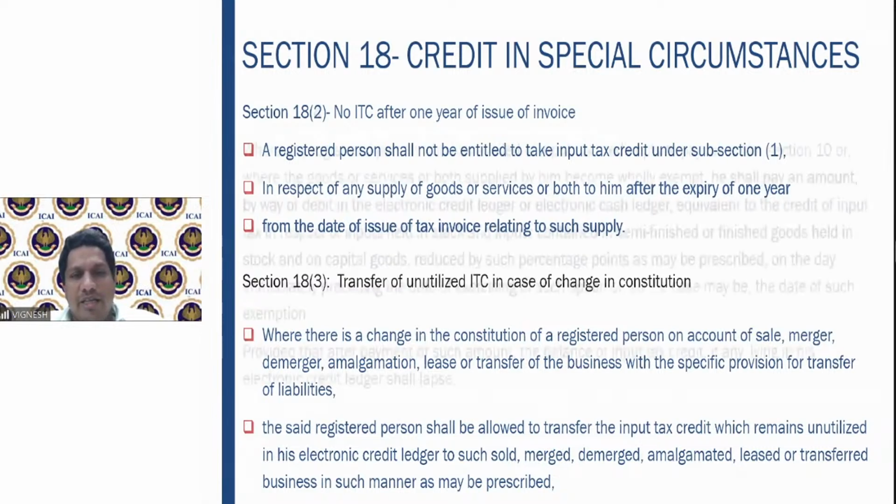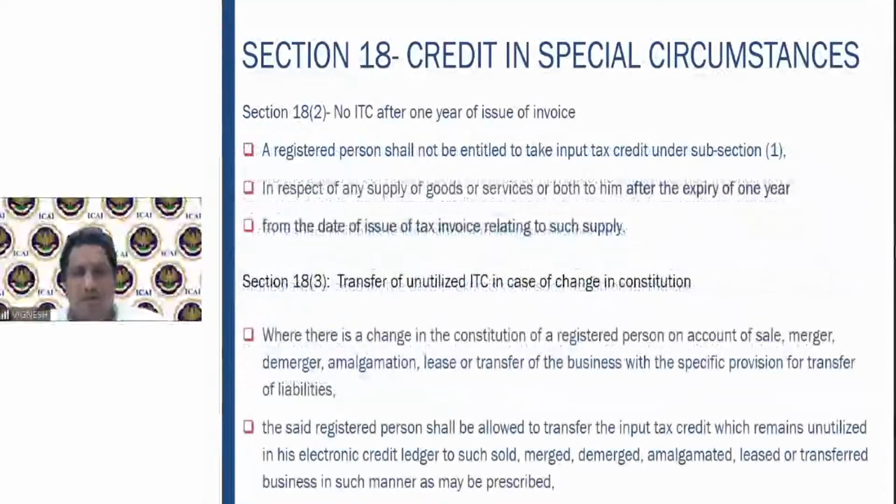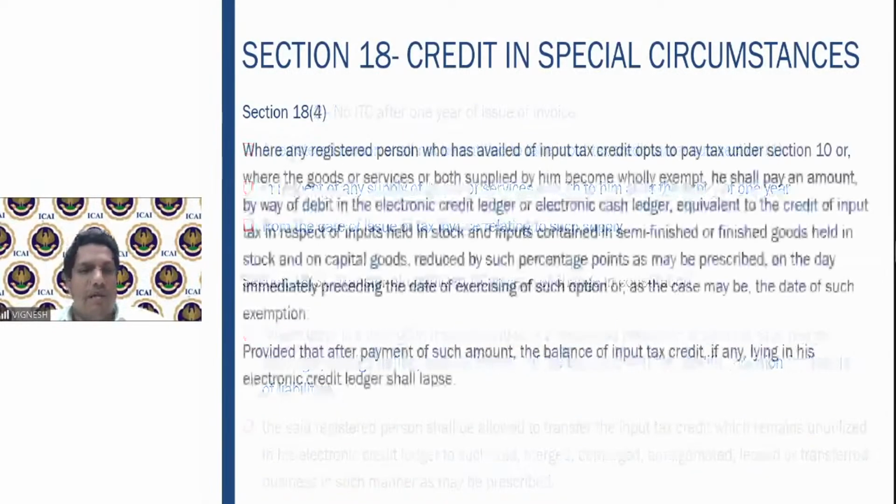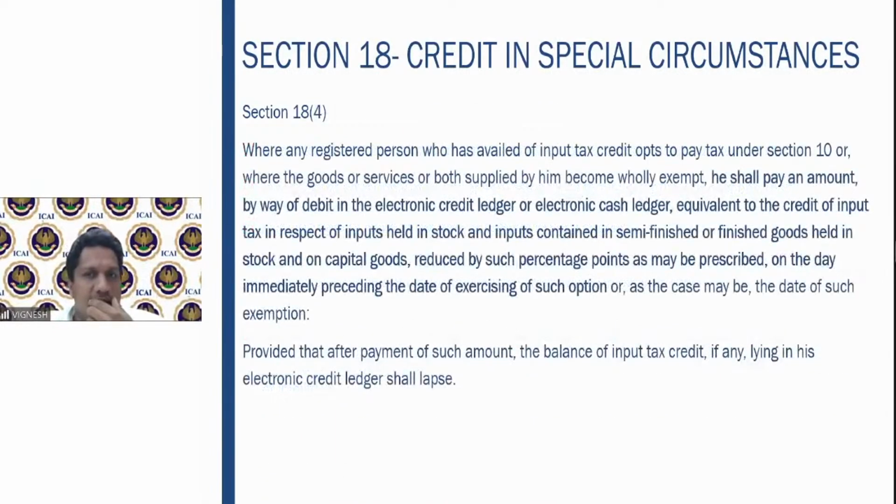Then unutilized ITC in relation to change in constitution. Wherever there is a change in constitution of the registered person, sale, merger, etc., whatever credit is there, he will transfer that to the amalgamated or merged business. And sometimes, a registered person who has claimed the input tax credit opts to pay the tax under section 10, or the supplies he made become totally exempt. In that situation, whatever amount is there, he will pay to that extent by debit in the electronic credit ledger equivalent to the credit.